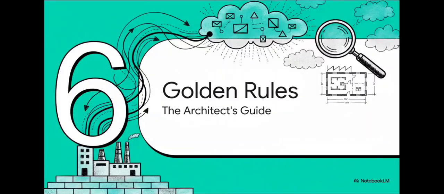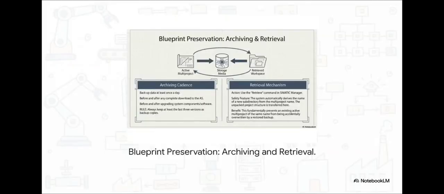And finally, Section 6, the Architect's Golden Rules. Look, your master blueprint is totally useless if it gets accidentally overwritten. You must institute a strict archiving cadence. Back up your data at least once a day, and always before and after downloading to the AS or upgrading software. The golden rule here is to keep at least the last 3 versions as backup copies. When you use the retrieve command in Simatic Manager, it actually derives a new subdirectory name from the multi-project name, which fundamentally prevents you from catastrophically overwriting your active project with an old restored backup.